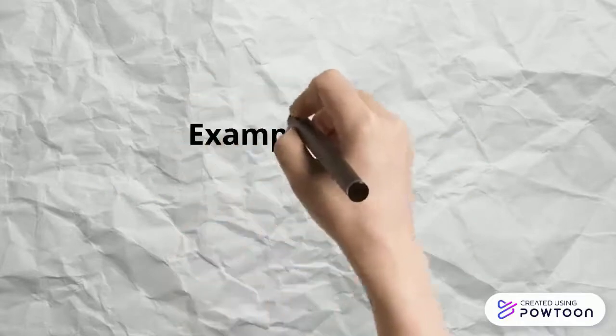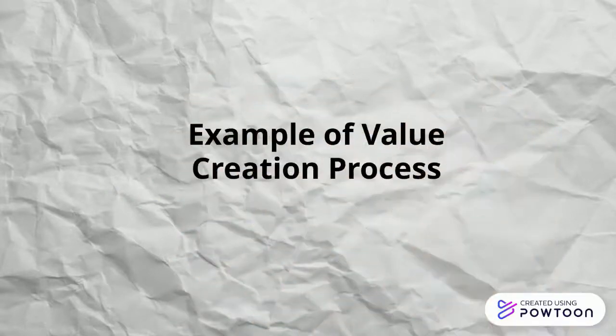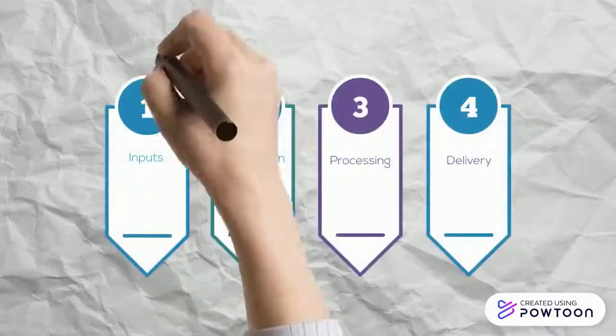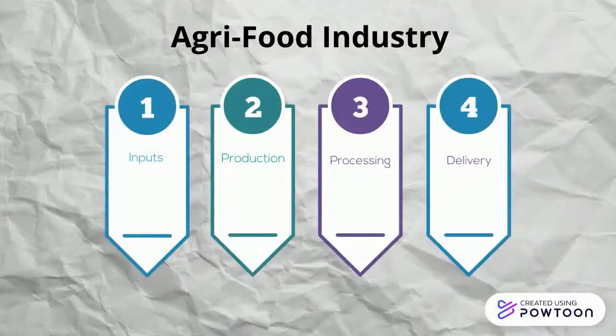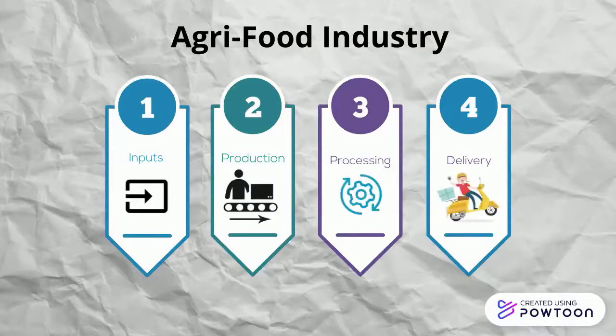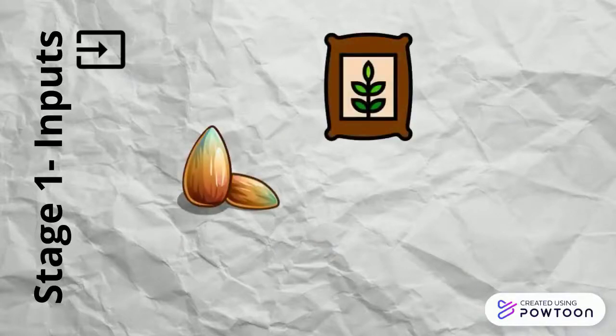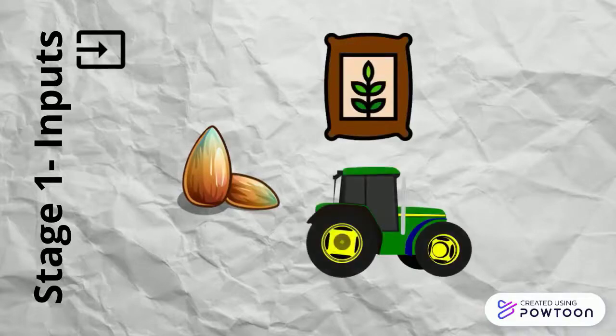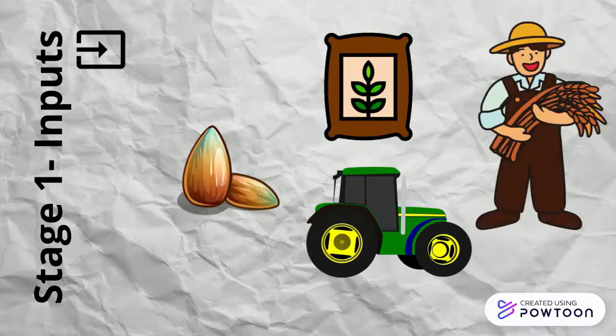Let's take a look at an example of value creation process. In this example, I will explain it in the case of the agri-food industry. Agri-food value chain is split into 4 main stages, which are inputs, production, processing and delivery to consumers. Stage 1. Inputs. Firms in this sector are suppliers of agricultural products and services such as seeds, agricultural nutrients and farm machinery. This process creates value from resources. Firms at this stage focus on farmers, who are their primary customers.